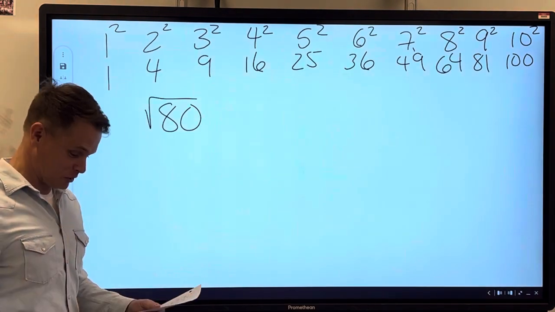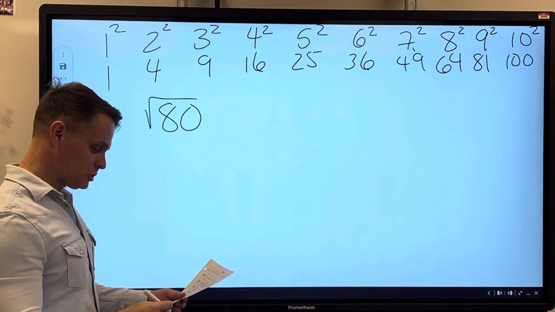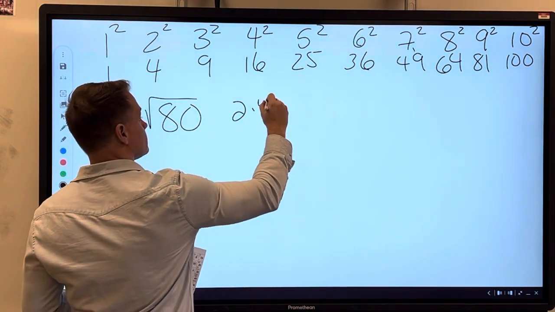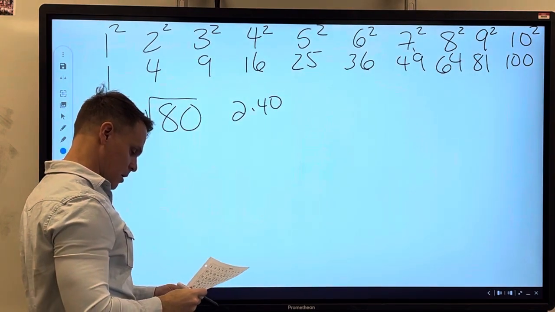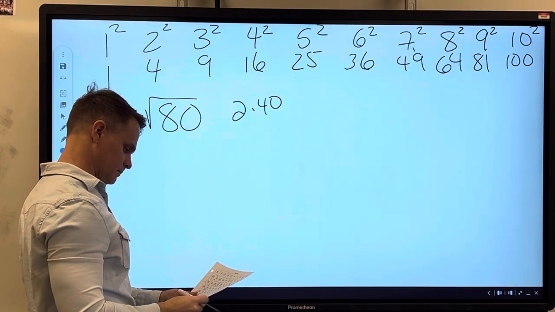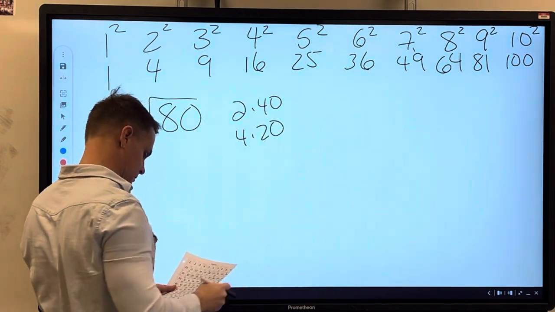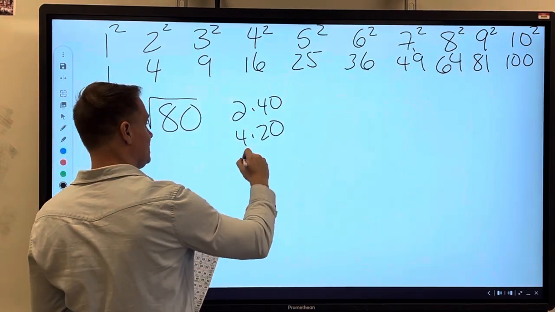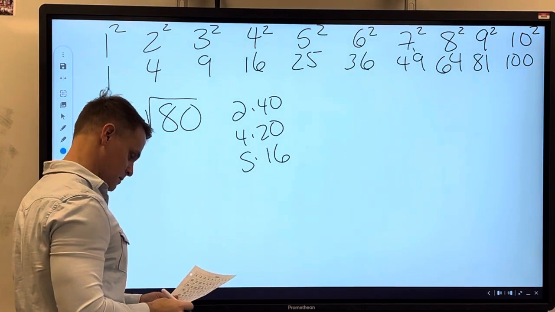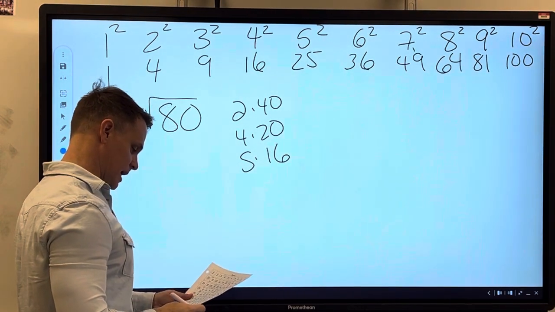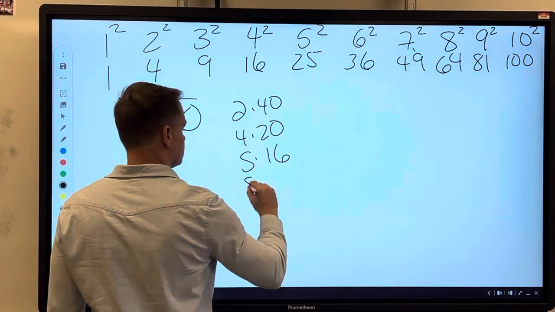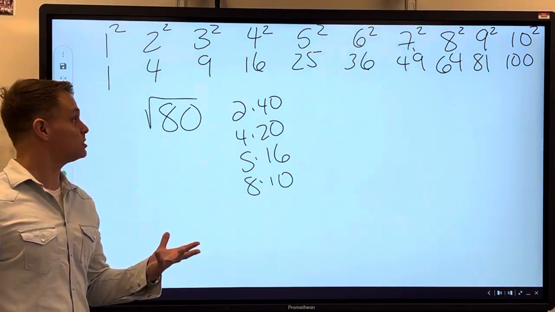these are the wrong factors for 80. 80 is 2 times 40. A mistake. 4 times 20, 5 times 16, and 8 times 10. These are the factors for 80.